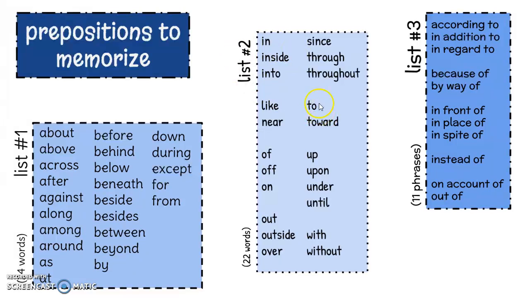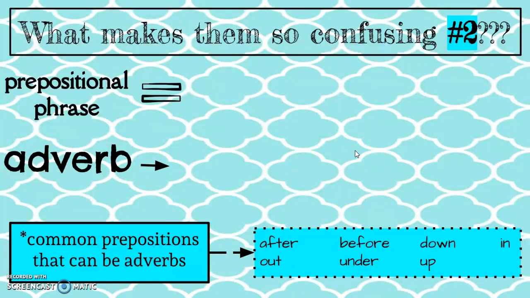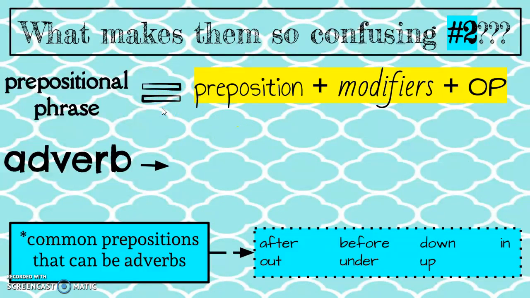And so we've already talked about how to can also be used with an infinitive if it follows a verb. So today we're going to talk about our next confusion, and that is when prepositional phrases or prepositions can be confused with adverbs. So we're going to go back to our formula. A prepositional phrase is a group of words that starts with a preposition, ends with a noun or a pronoun, and we call that the object of the preposition.